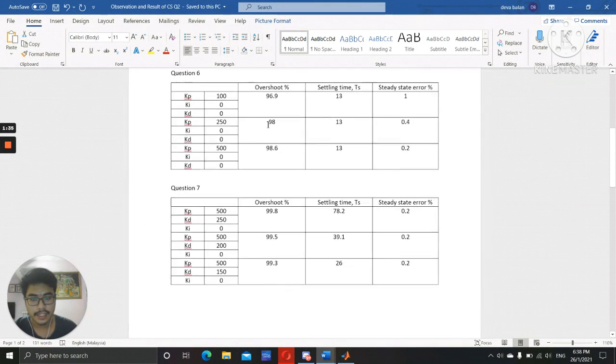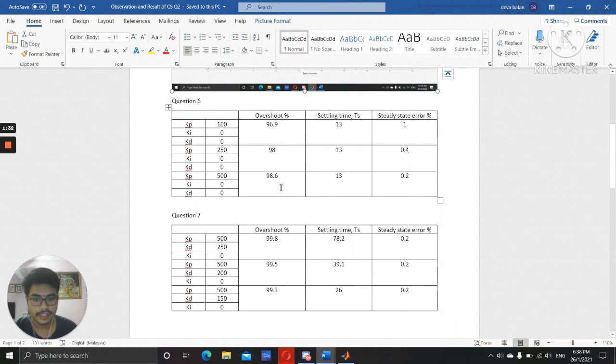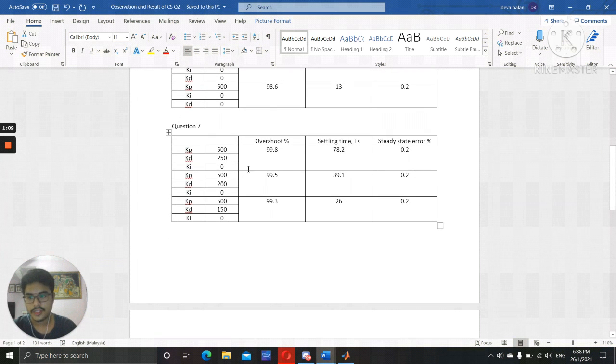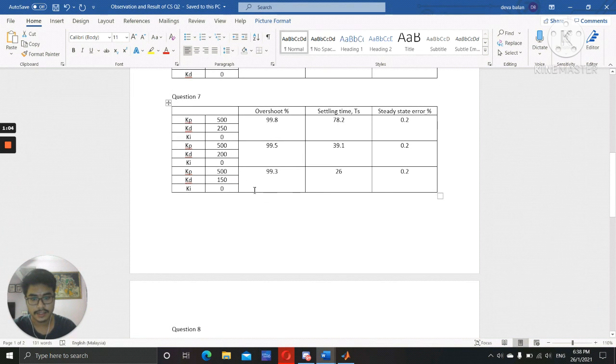For question 6, as you see, we repeat every single step for each transfer function. And we can see that for question 6, for just the P controller, these are the values, and the best value was 500, with overshoot 98.6, settling time 13, and the lowest steady state error, and we want the lowest steady state error as that is what we need to compare with the final desired value. Question 7, we implement a PD controller, and the best value of PD is 150 as it has the lower settling time.